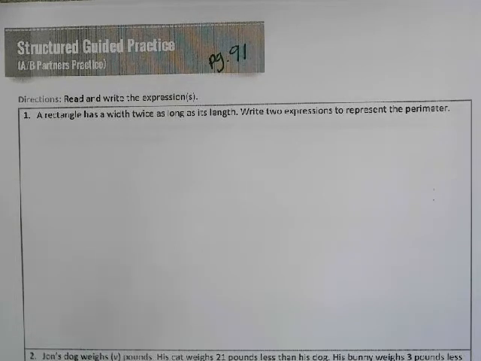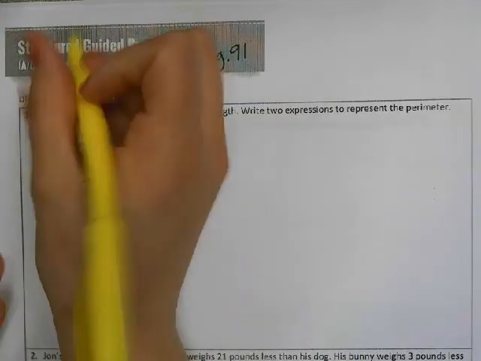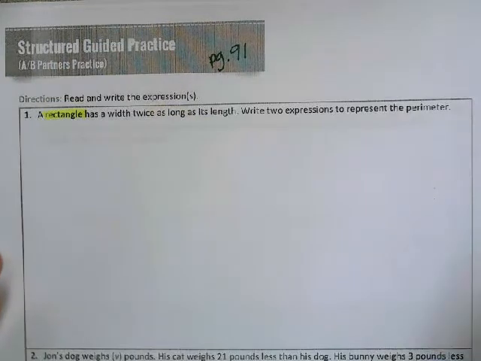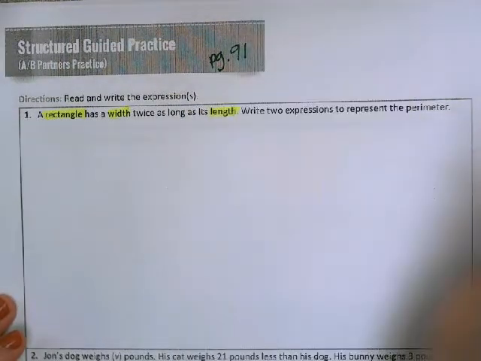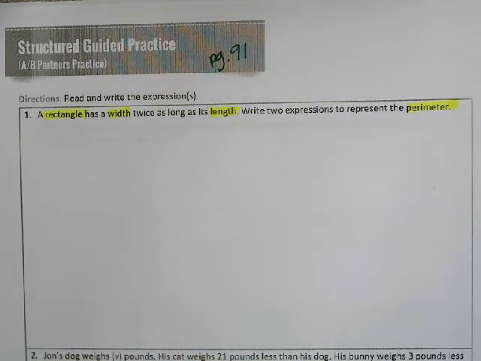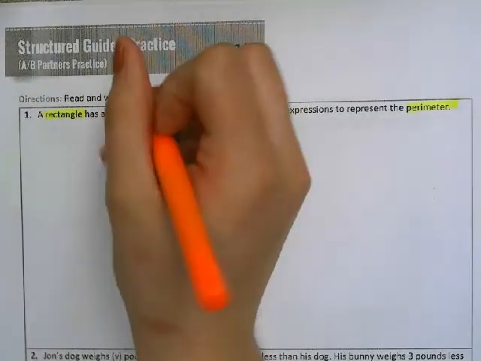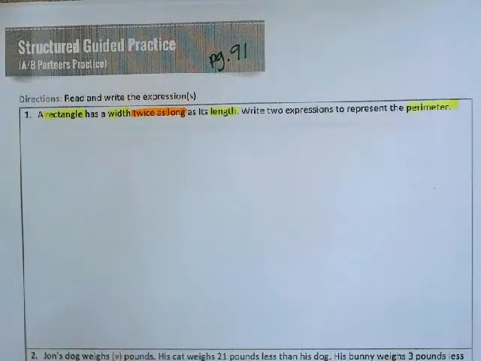So I'm going to use yellow to do my key terms, my keywords. Rectangle, so I know what shape I need to find the perimeter of. I have a width and length, and I want to find the perimeter. Next, I'm going to use orange to highlight any key numbers. So I have this term right here, twice as long, so I'm going to use that as well.